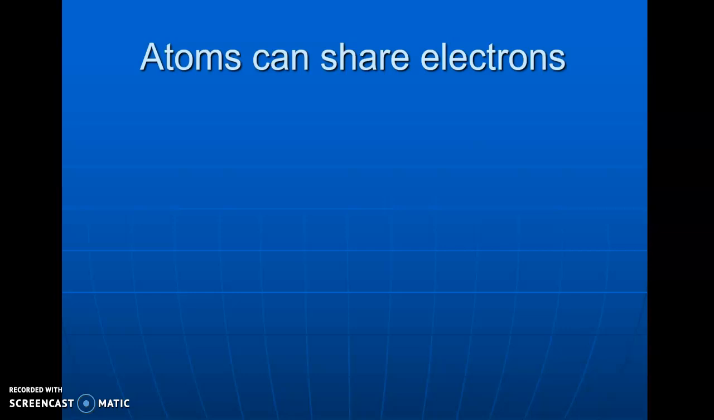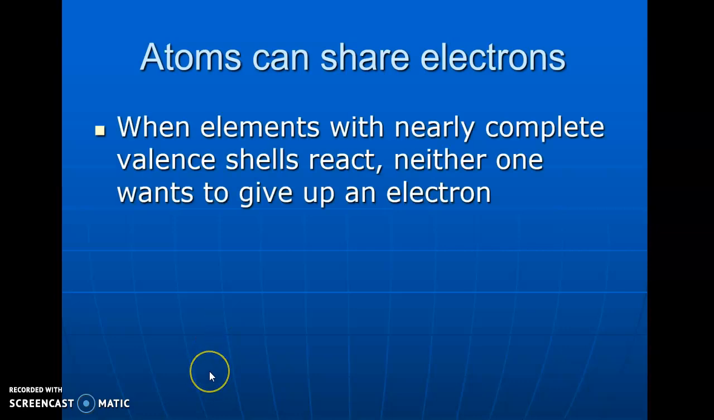When an element reacts with another element, one of the ways that they can bond together is to form bonds that result from sharing the electrons that are in their valence shell. This happens when elements have nearly complete valence shells because neither one of those elements would want to give up an electron because they're both trying to complete their shell.